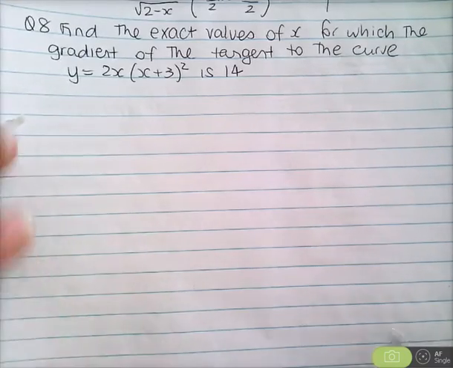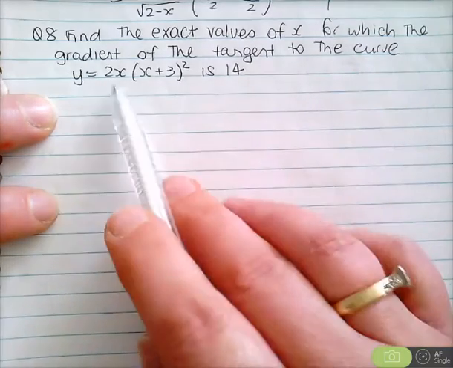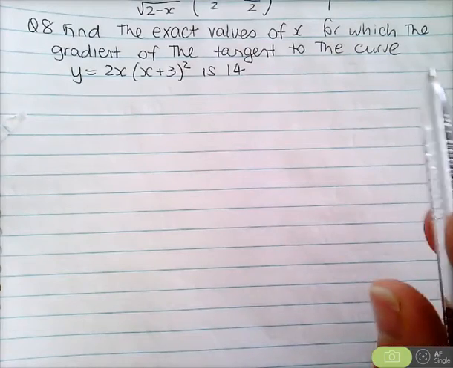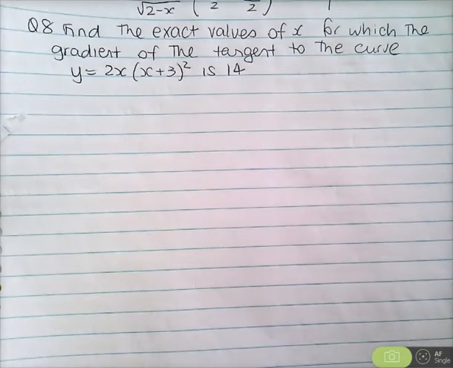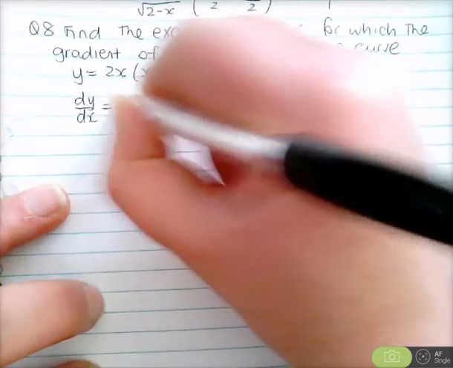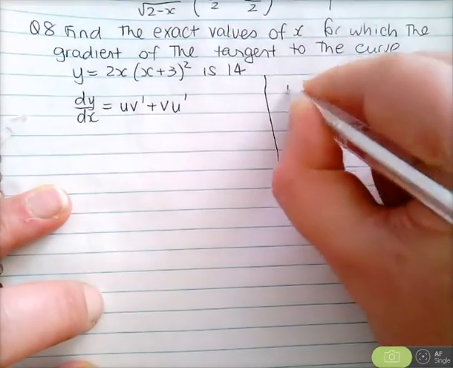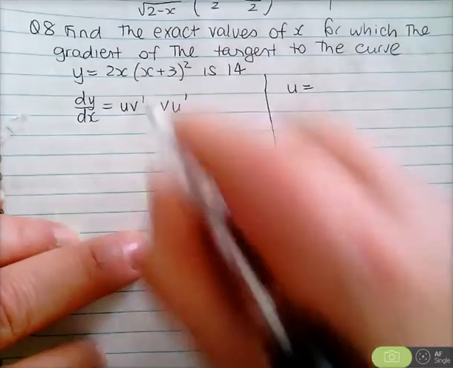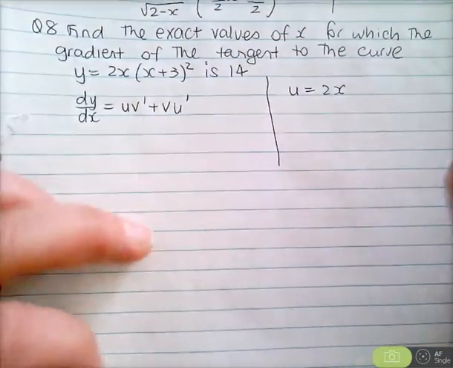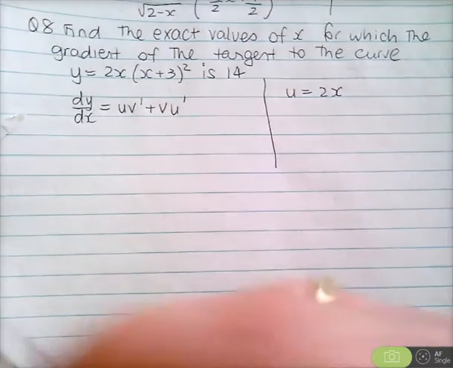All right. Find the exact values of x for which the gradient of the tangent to the curve is 14. So they're giving you the dy dx is 14. They're not making you substitute x equals 14. First thing we need to work out is dy dx. And we know that's uv dash plus vu dash. So we work it out over here. What's u? There's your function, u and v. I want everyone to sit there and to do u dash, v dash, and substitute it in.